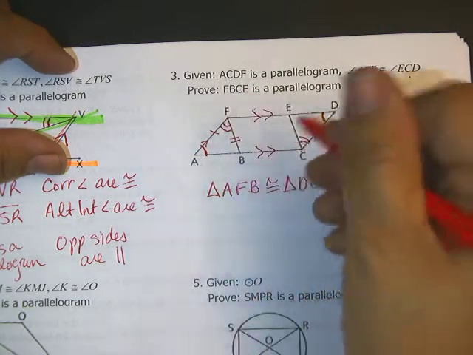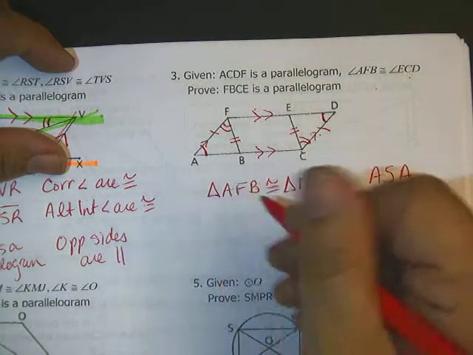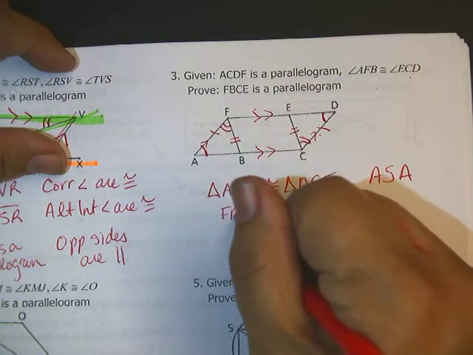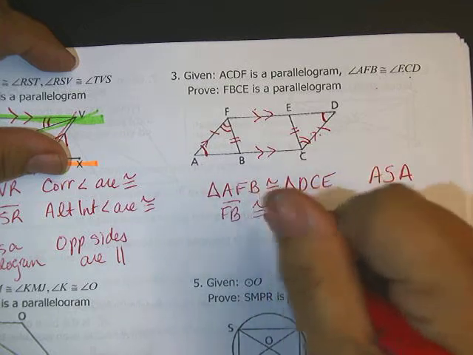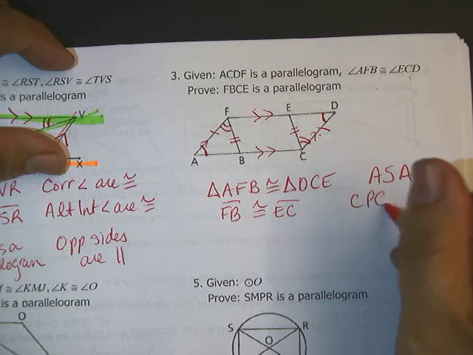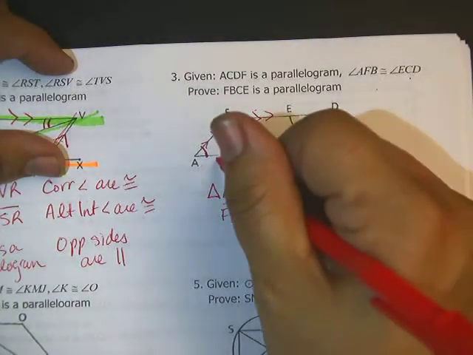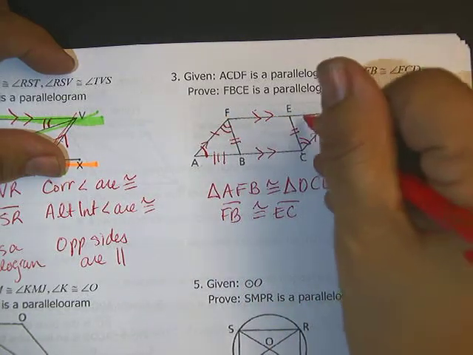All right? Well, if those are congruent, then guess what? These are congruent, right? Those are congruent because corresponding parts of congruent triangles are congruent. CPCTC.